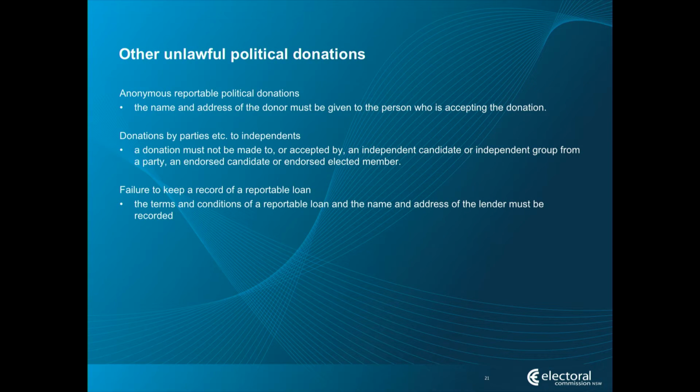Other unlawful political donations. They include anonymous reportable political donations. Remember, the name and address of the donor must be given to the person who is accepting the donation. Donations by parties, etc., to independent candidates. A donation must not be made to or accepted by an independent candidate or independent group from a party, an endorsed candidate, or an endorsed elected member. Failure to keep a record of a reportable loan. The terms and conditions of a reportable loan and the name and address of the lender must be recorded.